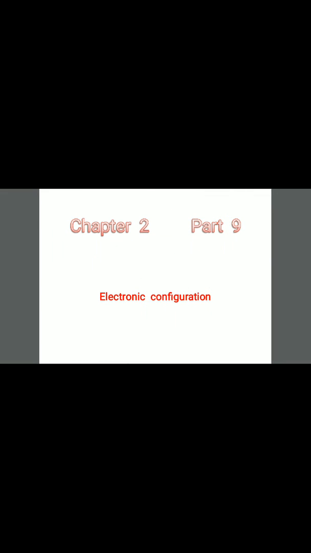Hello students, start with part 9 of chapter 2. In this lecture, we will study electronic configuration of elements and of ions. In the last lecture, we have also studied filling up of electrons in various orbitals. If you have done that topic, then this is a continuation of that last lecture.